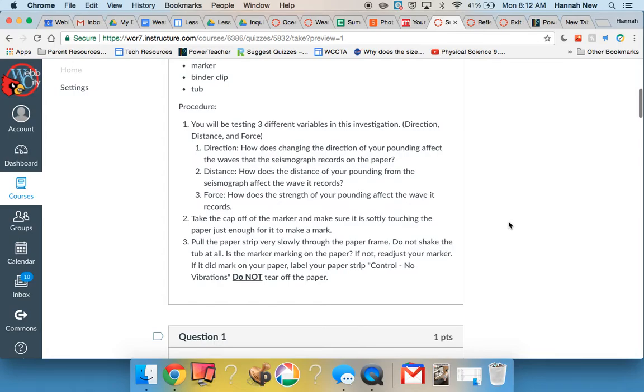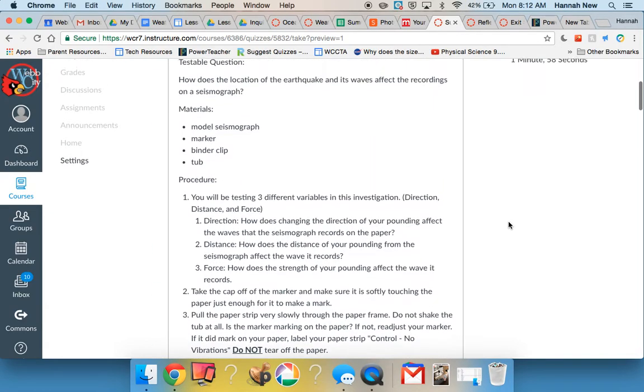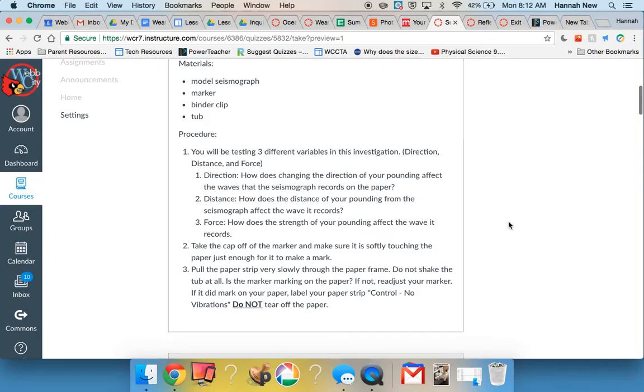So when you set it up, you're going to have a model seismogram, and you're going to have a permanent marker, a tub, and a binder clip. The binder clip will already be attached to the seismograph. All you're going to do is take the lid off your marker, put it upside down in through the binder clip and kind of hook the lid on the edge of the binder clip, the lid of the marker, and that way it's kind of suspended so that when you are actually doing the lab, the marker is able to mark on your paper.